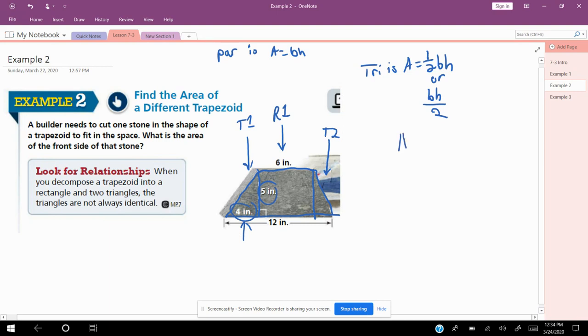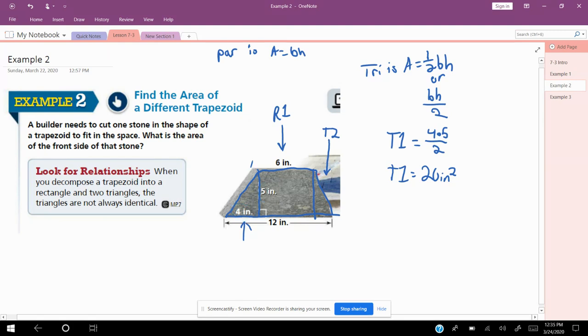So I'm going to say area, I'll call it triangle 1, equals 4 times 5 divided by 2. 4 times 5 is 20. 20 divided by 2 is 10. So triangle 1 is going to equal 10. I'm going to come back to that 10 inches squared. So I'm going to keep that because I'm going to need it. All right, so I'm done with triangle 1.